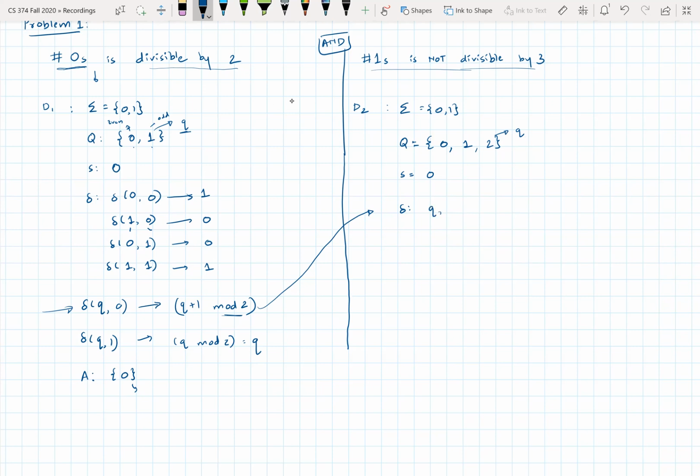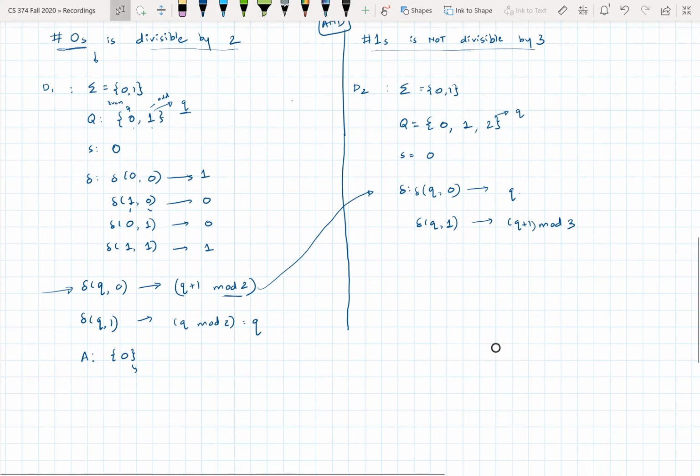So if I am in Q and I see a 0, then delta of this is what? I have seen a 0 that does not affect my number of ones divisible by 3, right? So this is just going to be Q mod 3, which is Q because Q is already written in mod 3 form. So this is going to remain at Q. And delta of Q on 1, so when I see a 1, I do increase it. So I have to write Q plus 1 modulo 3. Okay. This is my transition function over here.